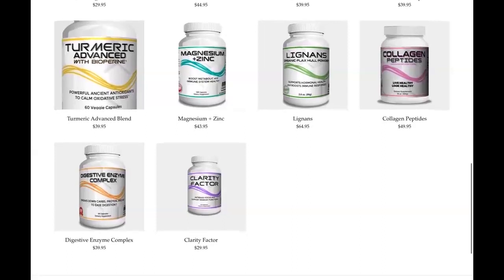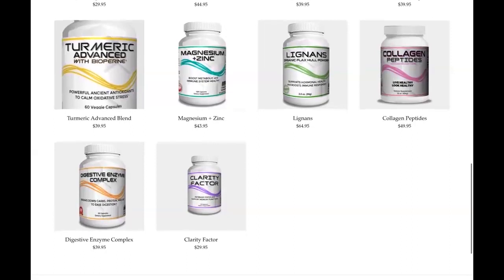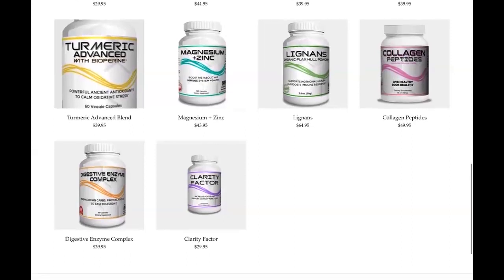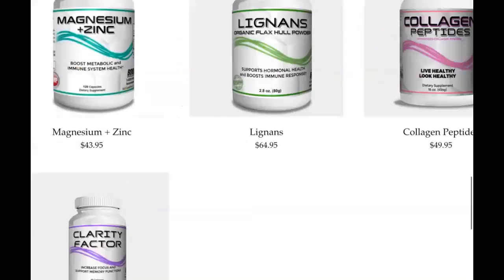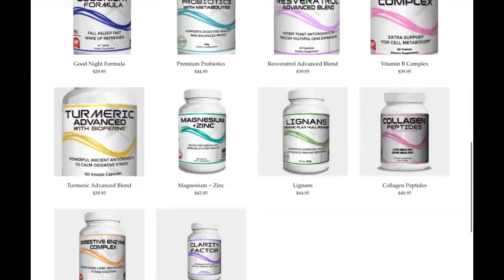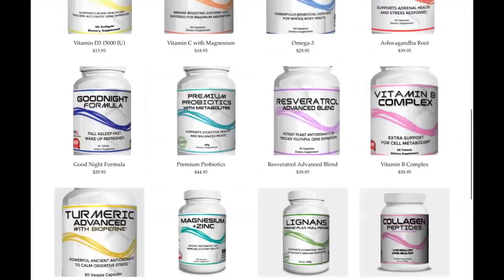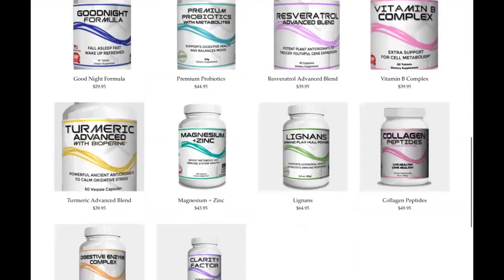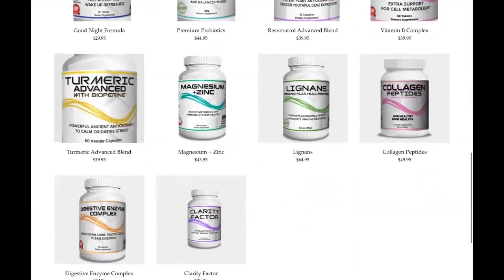The magnesium and zinc as a supplement, it's important to take extra zinc if you're sick. That helps with clearing a cold. Lignans, very important for your hormonal health, and it'll boost your immune system. What I do is I take this lignans with the probiotic and put it in my hummus because it's in a powdered form.